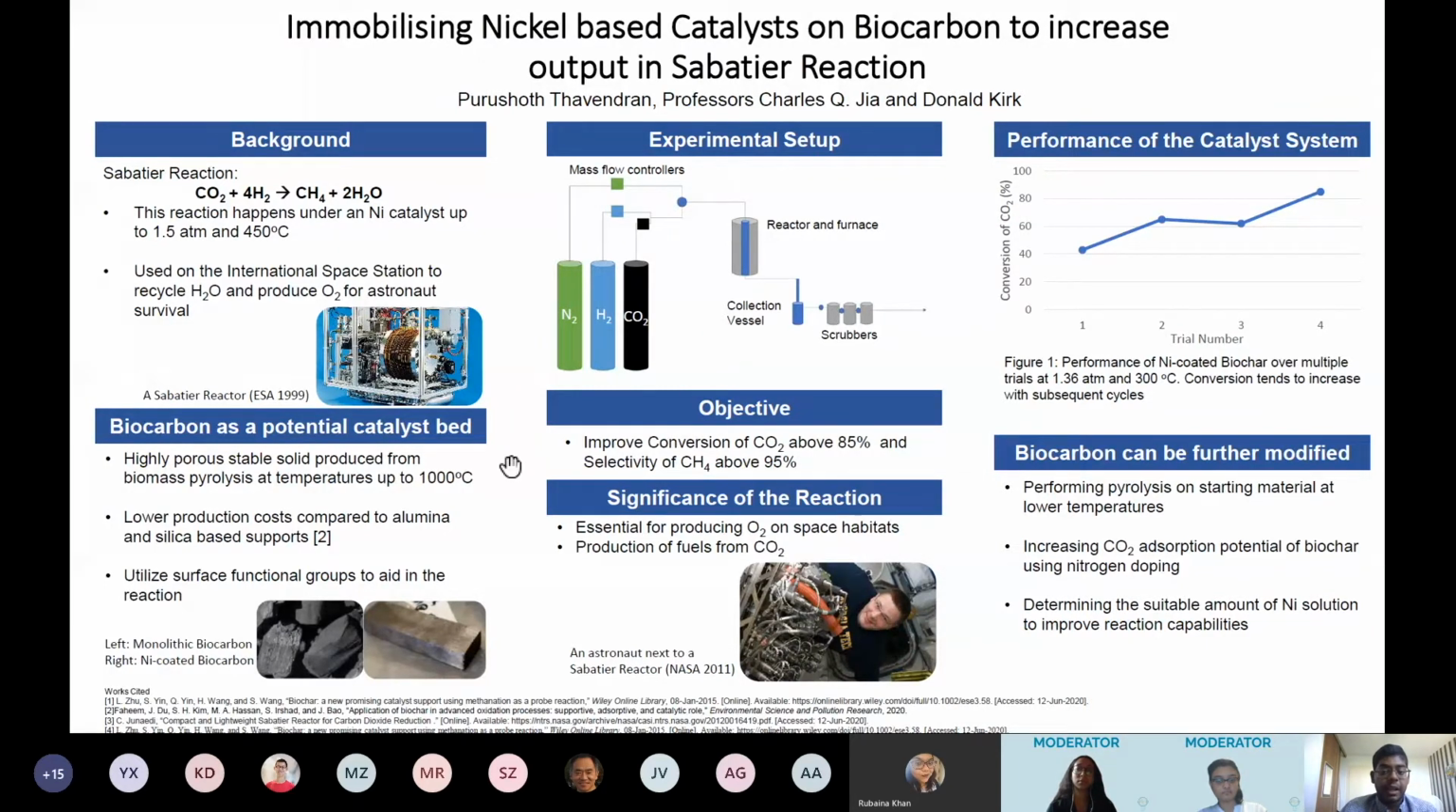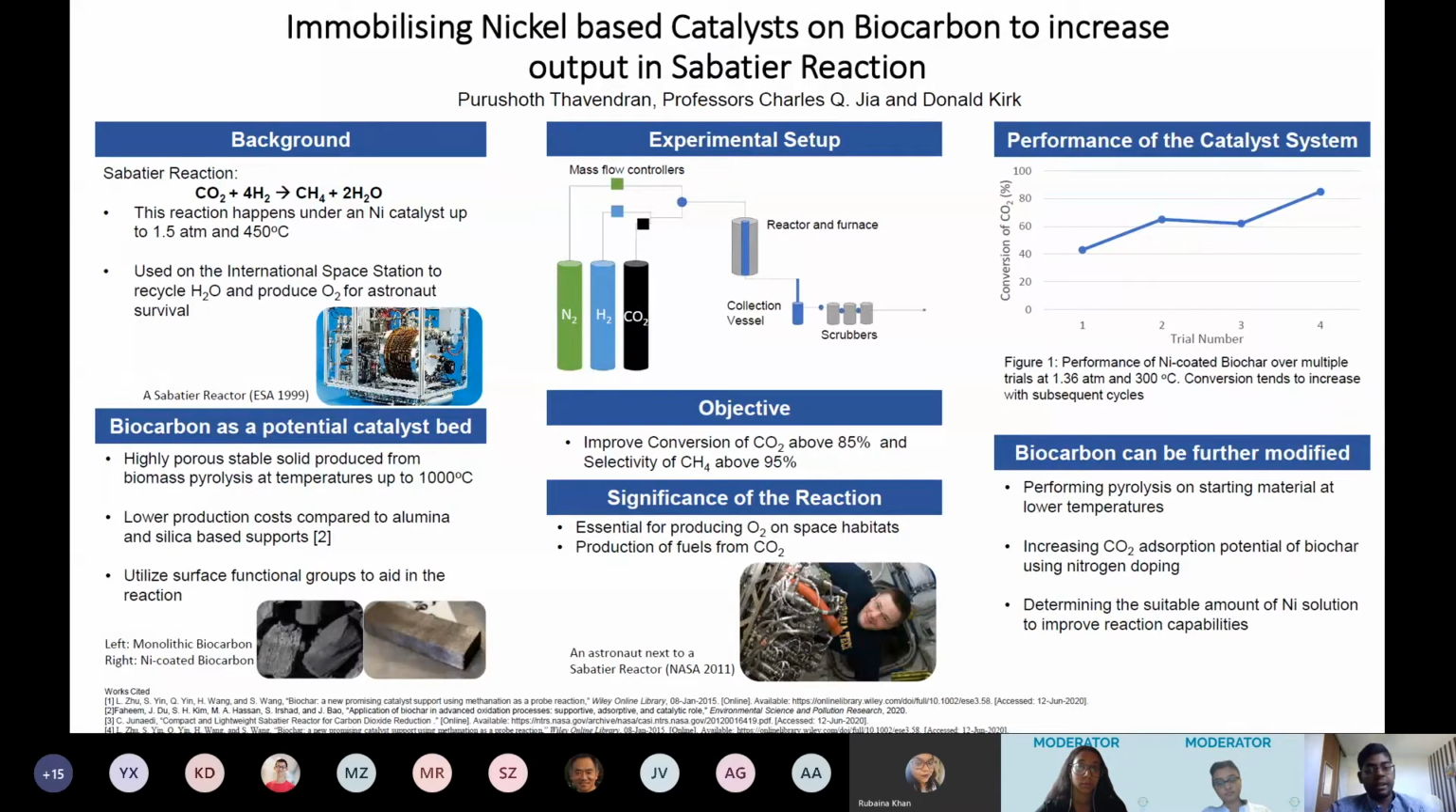This reaction typically occurs under a metal catalyst such as nickel, ruthenium, or rhodium, and the application of this reaction extends to space habitats to regenerate water for the use of oxygen generation in those habitats. Typically, this metal catalyst would require a support to ensure that the active metal is anchored in the system and facilitates the interaction between the metal atoms and the gas molecules. In the past, the supports that have been used were alumina or silica-based structures, and these are more of metal and ionic complexes.